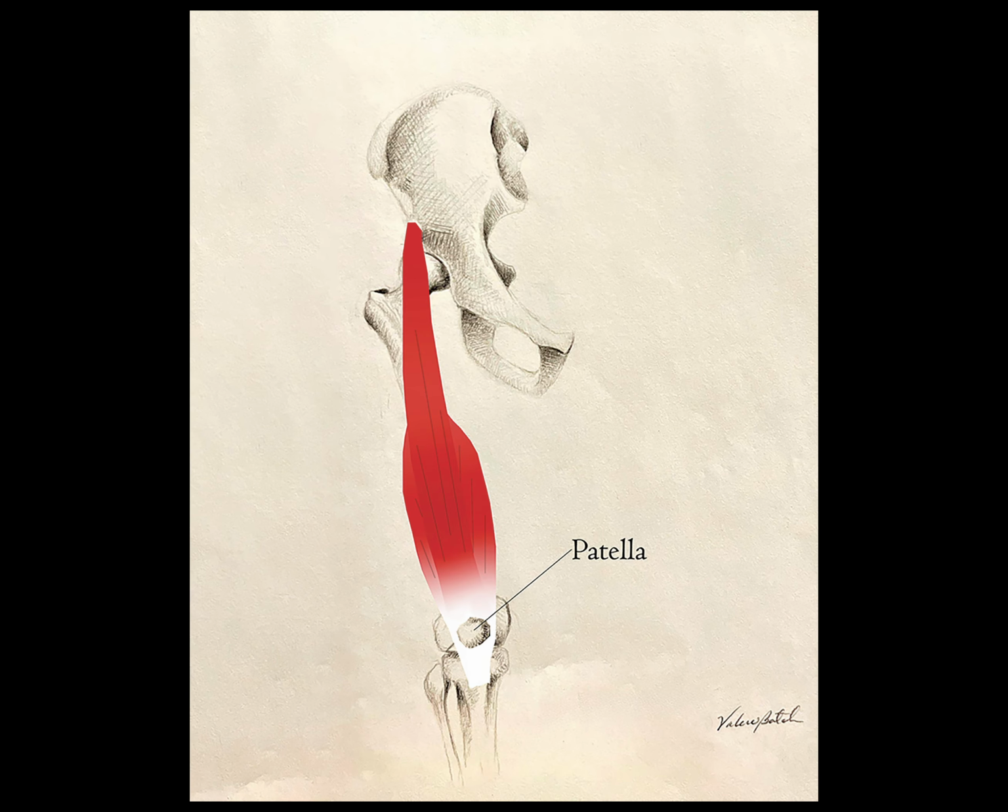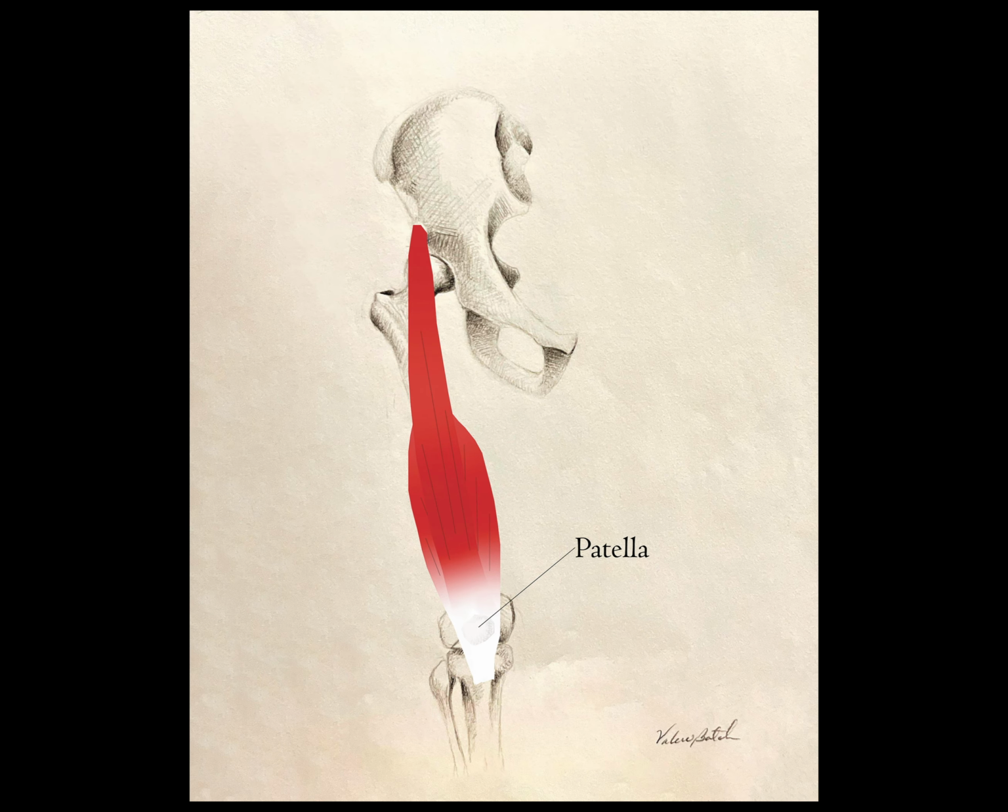The patella is the largest sesamoid bone in the body. What is a sesamoid bone? A sesamoid bone is a bone that essentially does not articulate with any other bone in the classical sense, but instead floats, so to speak, within a tendon and moves with that tendon. The patella is embedded within the quadriceps tendon.